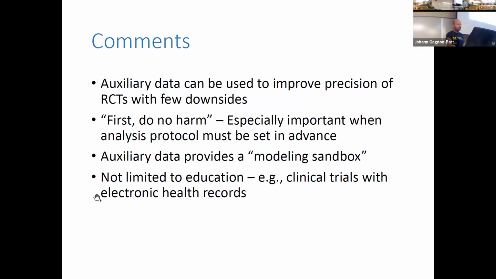So you don't need to worry about data snooping in terms of model building on the auxiliary data. And then of course, none of this is limited to education. You can imagine doing this with, say, clinical trials and electronic health records, or various other fields as well.